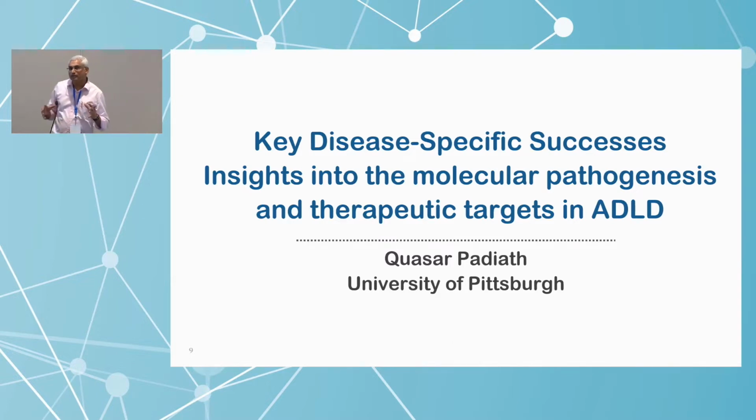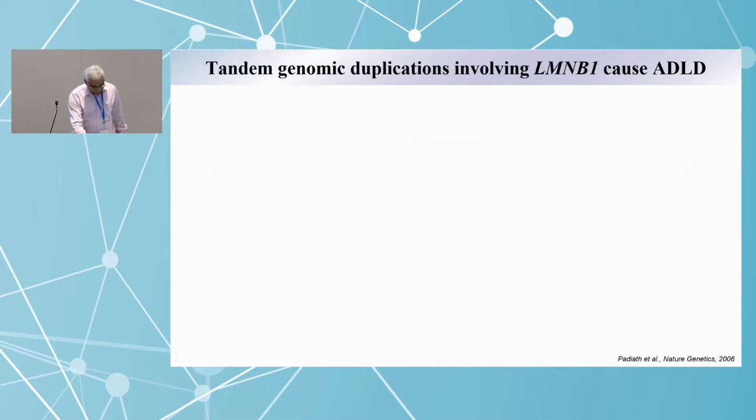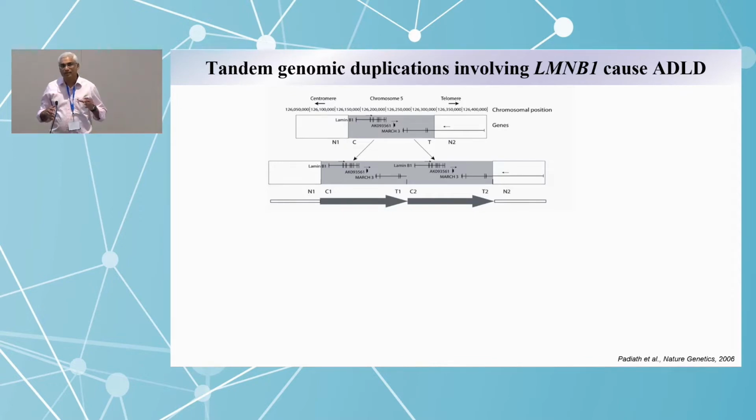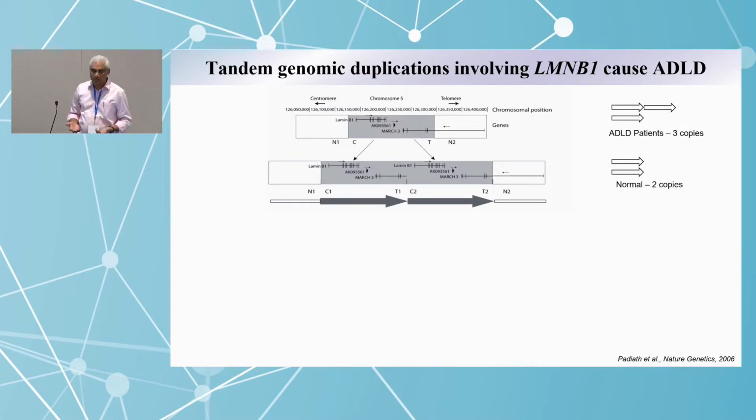Okay, so let's talk a little bit more about the disease mechanism, or the neuropathology, which I think is one of the successes for ADLD. Like I said, ADLD is not your typical mutation. It's not a mutation in the gene or a change in amino acid. It's actually caused by what is known as a genomic duplication. So this entire genomic region, which contains the lamin B1 gene, is duplicated and inserted next to the original copy. So it's a tandem, what we call a head-to-tail duplication. So patients will have 3 copies of the gene, and normal individuals will have 2 copies of the gene.